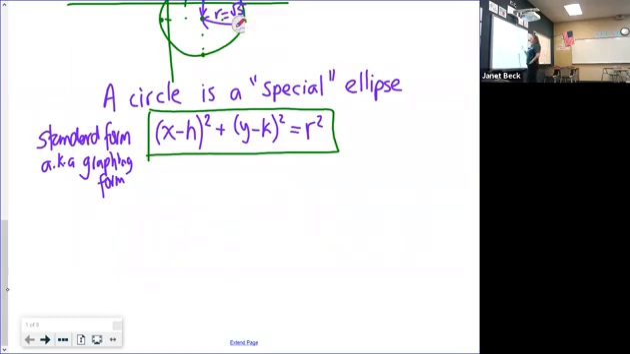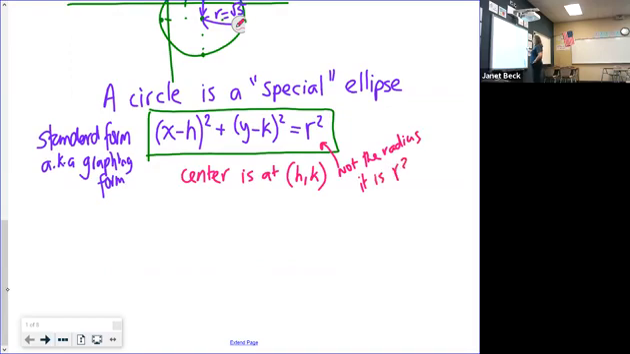What you must know when you've been given a circle is the center is at (h, k), and this number here is not the radius. It is the radius squared. So if you want to find the radius, you have to take the square root of that number you're given, to get the radius. Okay, so let's do some more practice on these.